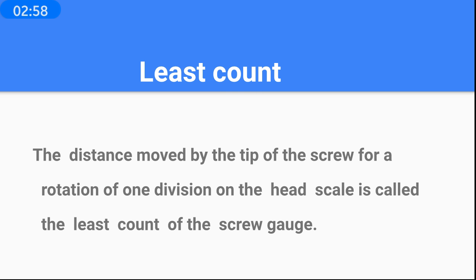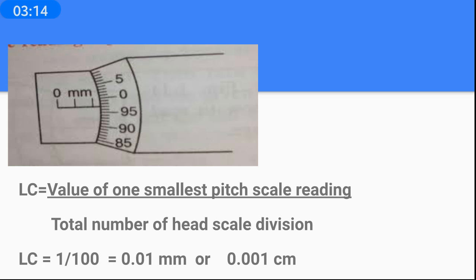Now next one is least count. Now what is least count? The distance moved by the tip of the screw for a rotation of one division on the head scale. That is called least count. So now you see the diagram there. On the hollow cylinder you see a scale, that is the pitch scale, and on the circular one is the head scale.